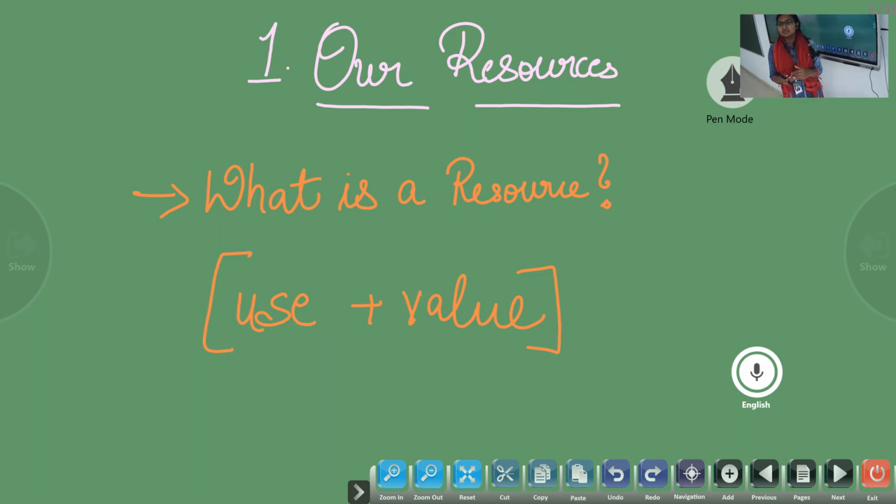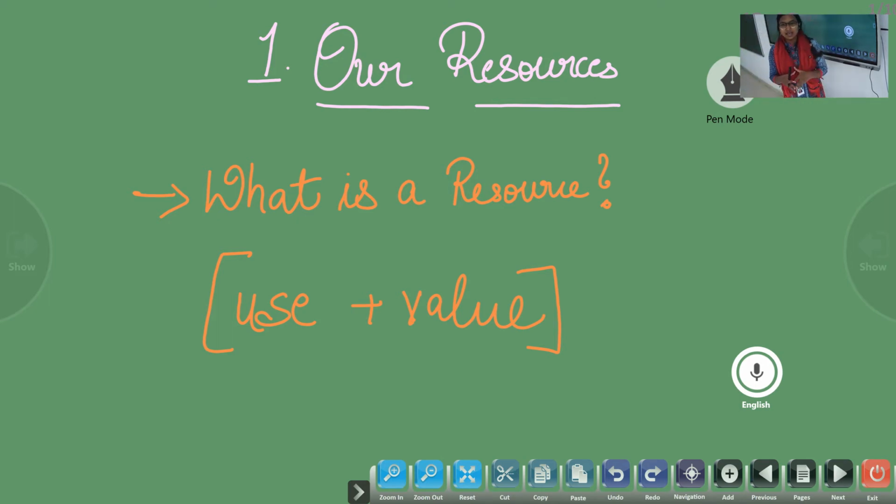By the end of this class, you will be able to easily identify a resource and classify them under the types or kinds of resource. So firstly, let's see what a resource is.